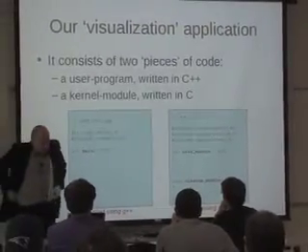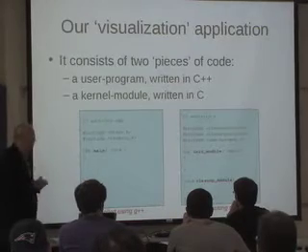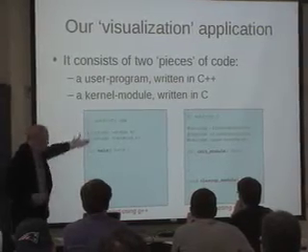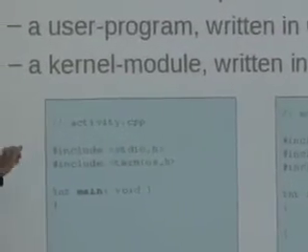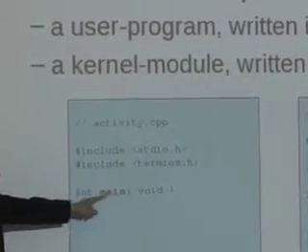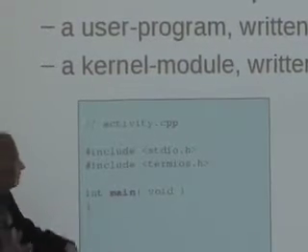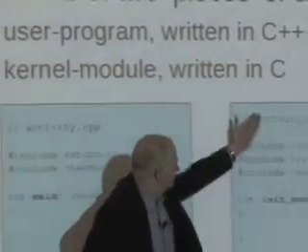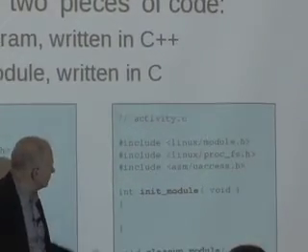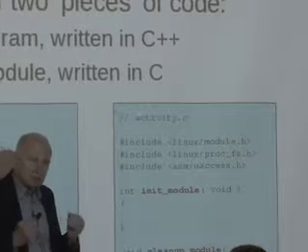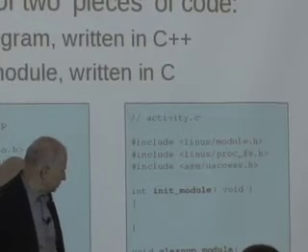Now, the visualization application I'm going to show you has two pieces of code. It has an application program written in C, C++ really, and it's required to have an entry point named main, as you probably know. In addition, there's another piece of code that will be installed in the Linux kernel, and it does not have a main, and it has to be written in C, not C++, in order to interface with the rest of the kernel code.